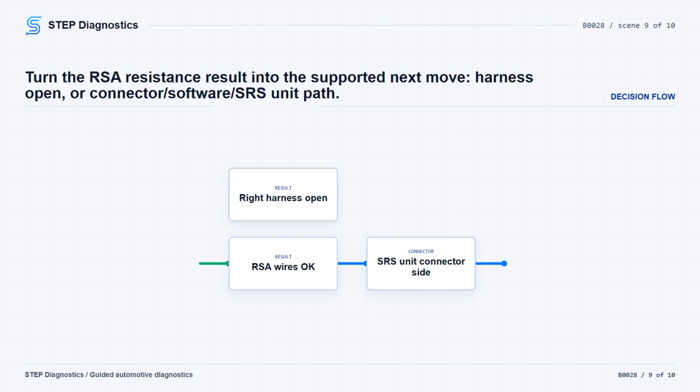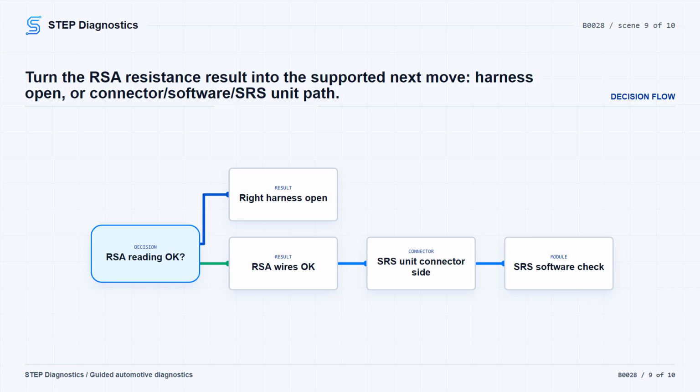At that point, look hard at the SRS unit connector B connection and the SRS unit side. Before replacing the SRS unit, check the SRS unit software version with the HDS. If it is not the latest version, update the SRS unit software and retest. If the connection is okay and the path still supports it, replace the SRS unit. If the DTC does not clear after that, the path moves to replacing the right side wire harness.